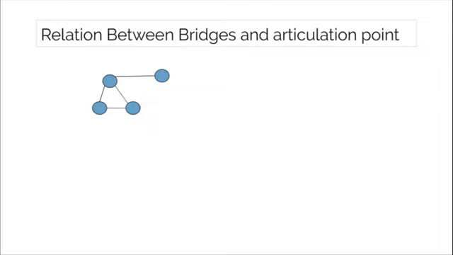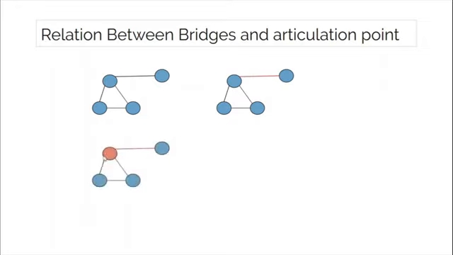Let's see this weird looking graph. In this graph, what are the bridges? We see the edge marked red is actually a bridge. And what are the articulation points of this graph? If you see, the articulation point is only this node, not this. So this is enough to say that not all the endpoints of a bridge are articulation points.